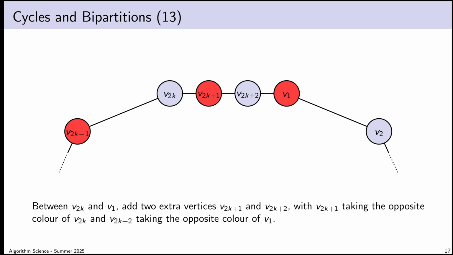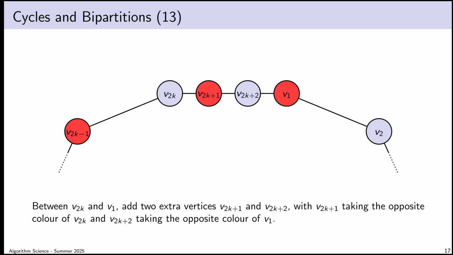Okay, so the proof is trying to be magnanimous about what colors are. Notice that it doesn't say anything about red or blue. It just says that certain vertices take the opposite color of certain other vertices. In that way, the proof is getting away from this concern about deciding that a vertex is red or blue or whatever. So I add these two extra vertices, and I say V2K plus 1, that would be this vertex here, takes the opposite color of V2K. And then V2K plus 2, which would be this vertex here, takes the opposite color of V1.